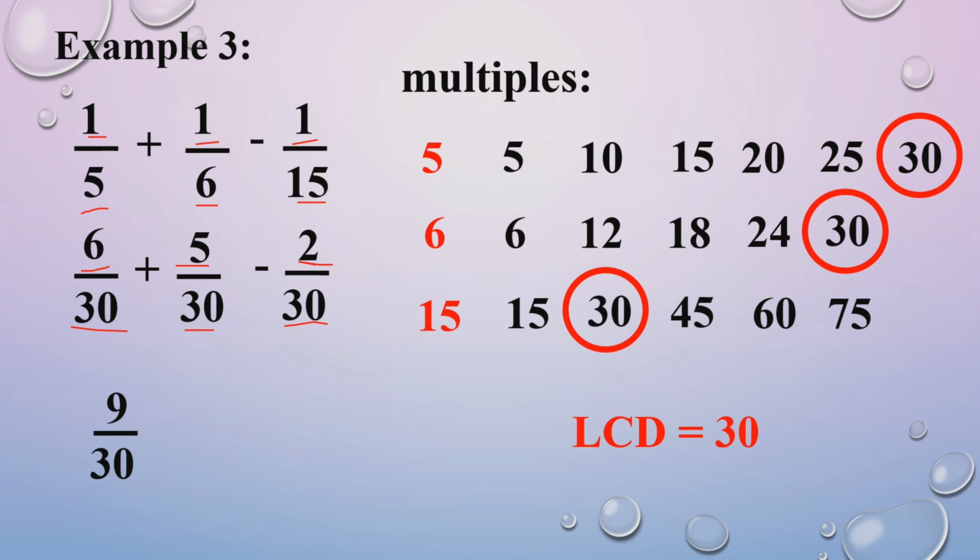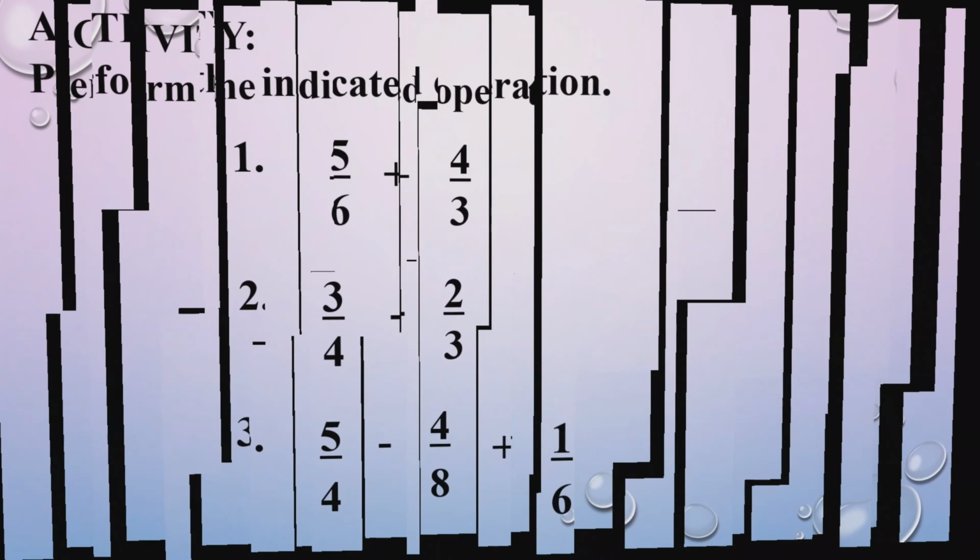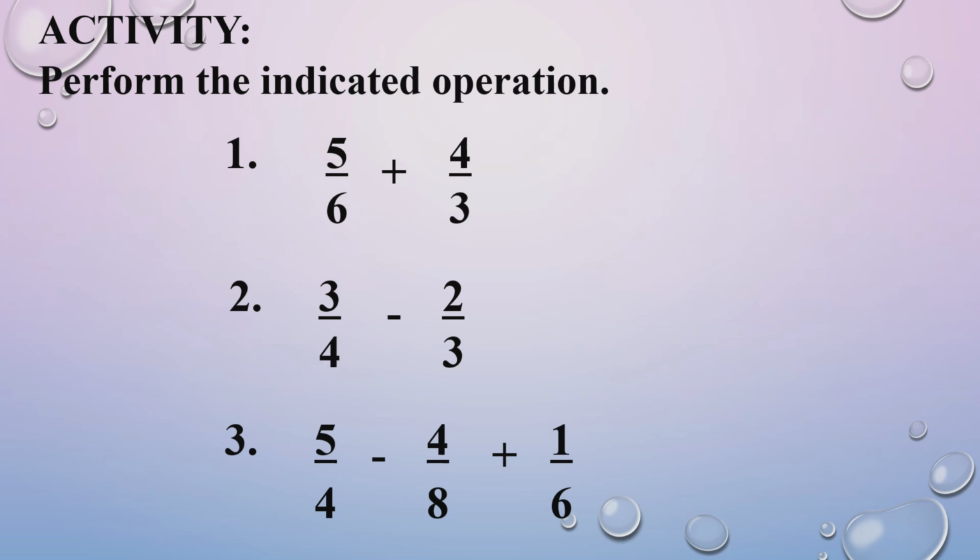And again, we have to simplify the result. The GCF, or the greatest common factor, for 9 and 30 is 3. So let us divide 9 and 30 by 3. So the answer is 3 over 10. Now class, try to answer this activity. Perform the indicated operation. Again, pause the video while you are answering, and afterwards we will check your answers.